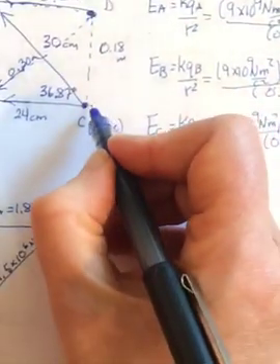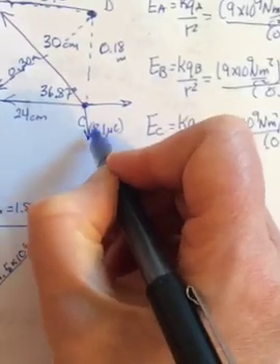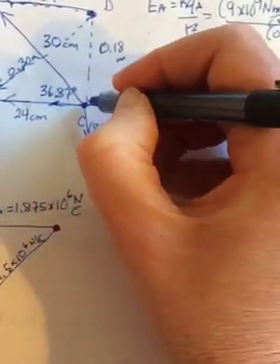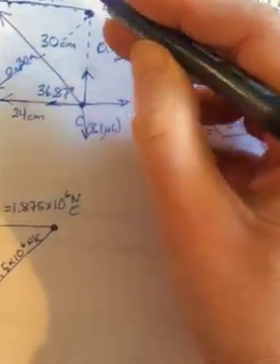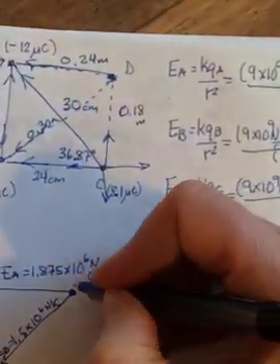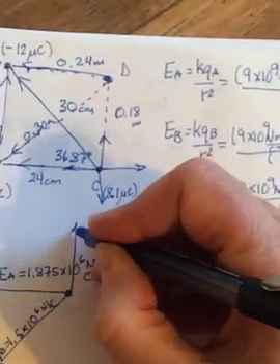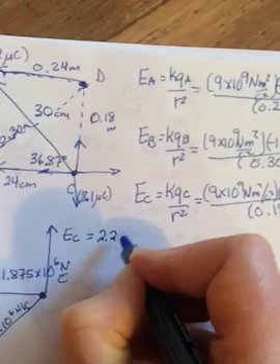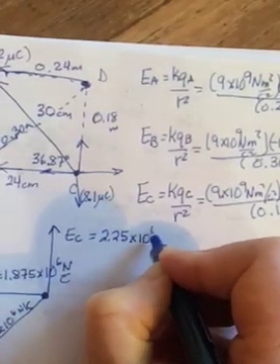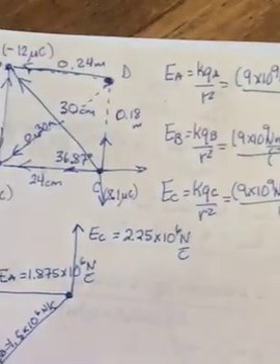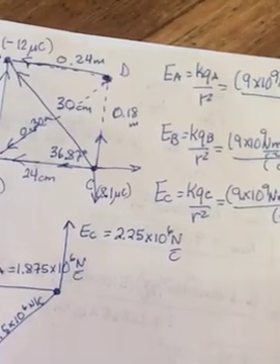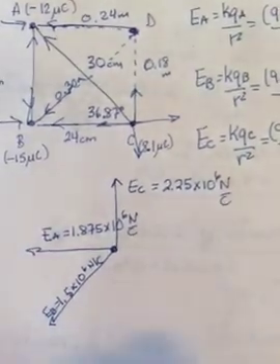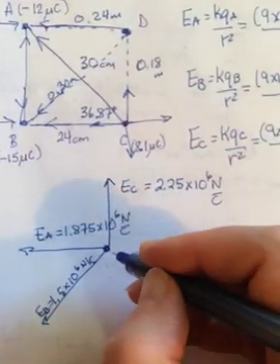Now C is positive, so we know the field lines around a positive charge go outward. And so the field line from C that's passing through D is actually going up. So this will be EC, and it's 2.25 times 10 to the 6 newtons per coulomb. So when you draw these field lines in, once you use the positives and negatives to figure out the directions, you drop the positives and negatives.